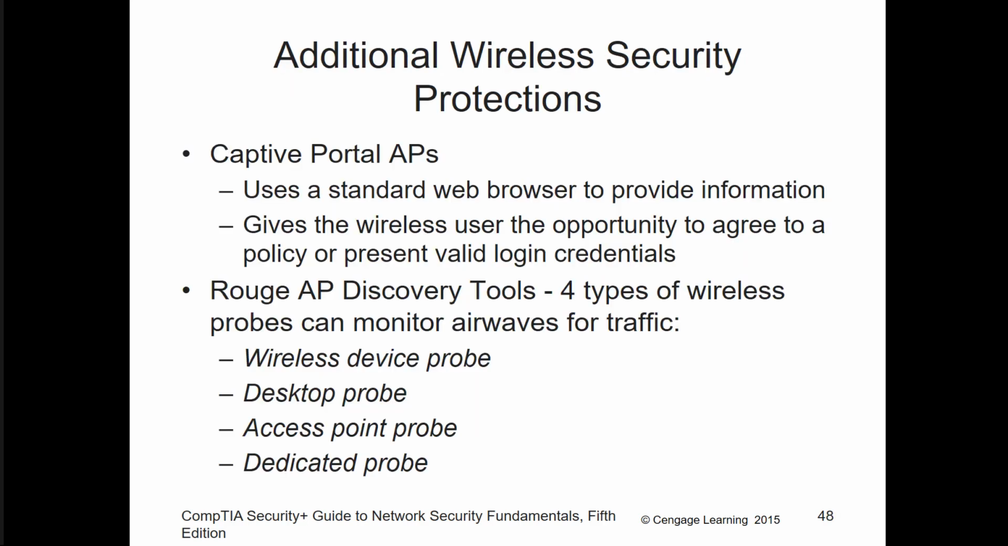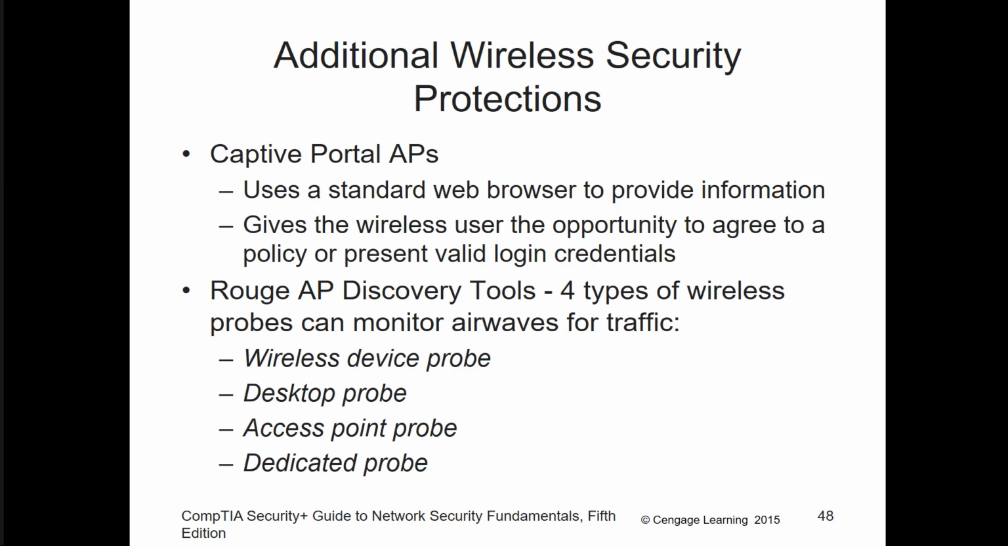We have a captive portal for APs, which uses a standard web browser to provide information, giving the wireless user the opportunity to agree or to disagree, or to even provide login credentials. Basically, when you go to Starbucks or McDonald's and you have that splash page asking, do you agree to the terms and services? Click here to proceed. That's that captive portal. Rogue access point discovery tools. There are 4 types of wireless probes: wireless device probes, desktop probes, access point probes, and dedicated probes, and there are more than that. That's just what our author wants you to know.